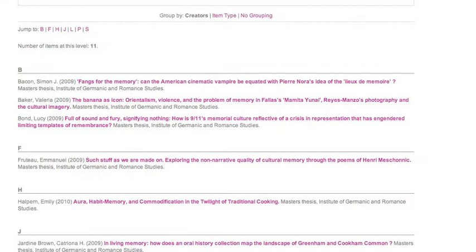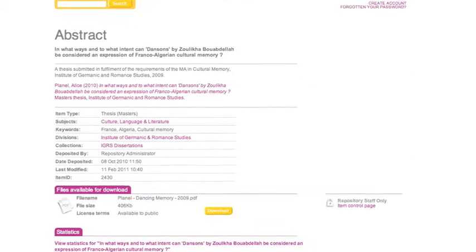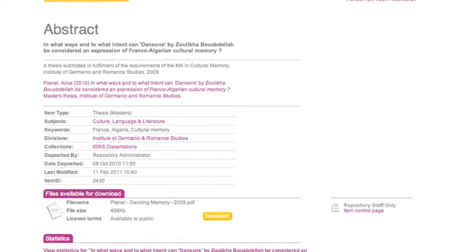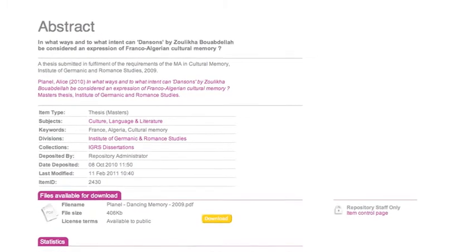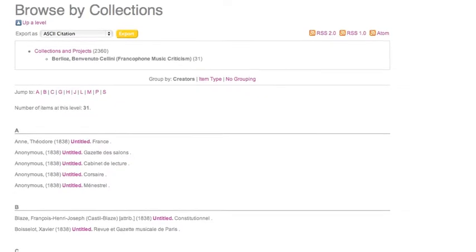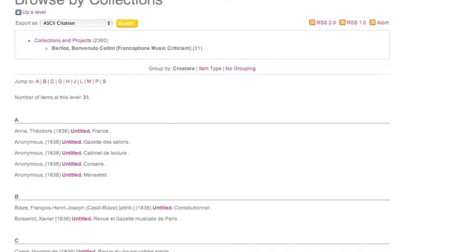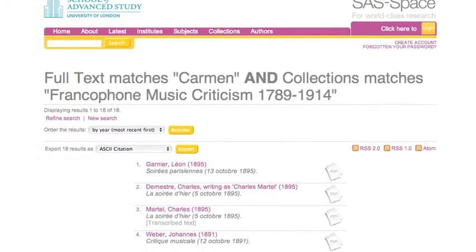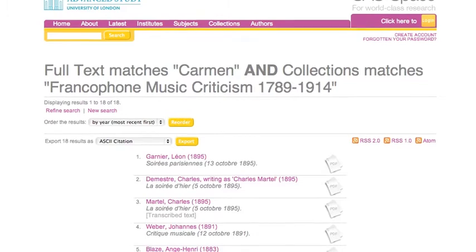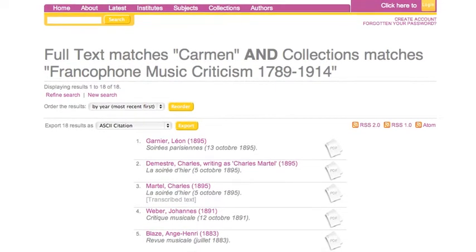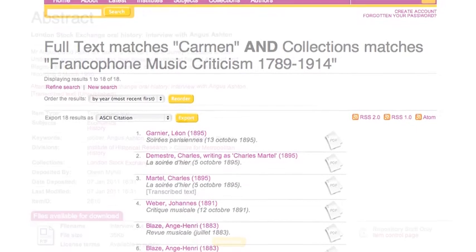SAS Space also includes a growing collection of outstanding MA and PhD dissertations, which, as well as being contributions to knowledge in their own right, are also useful to both present and potential future students of the school. SAS Space also includes collections of resources produced by the many research projects in which the institutes of the school have an involvement. One of these is the Francophone Music Criticism Project, an international network which has produced a collection of thousands of edited texts on French music of the 19th century.